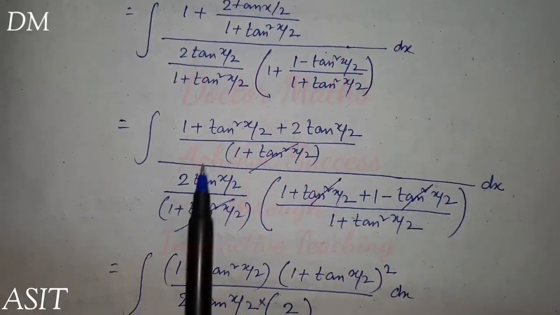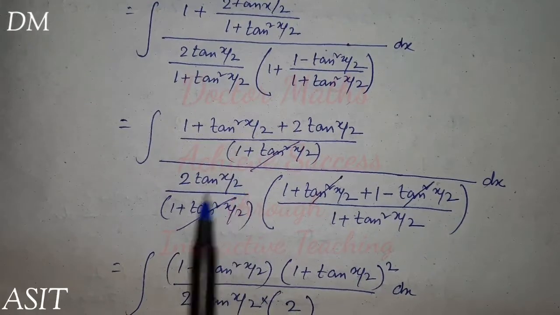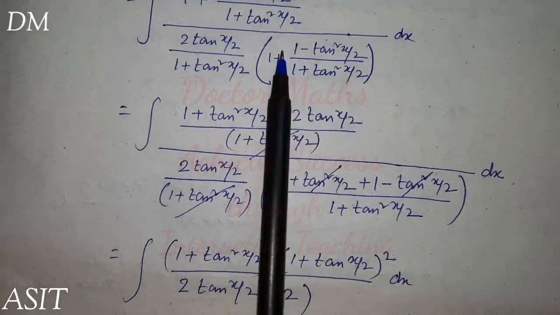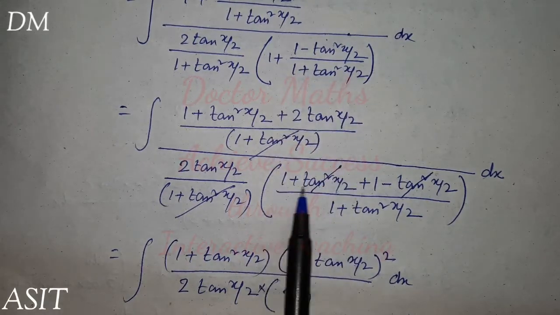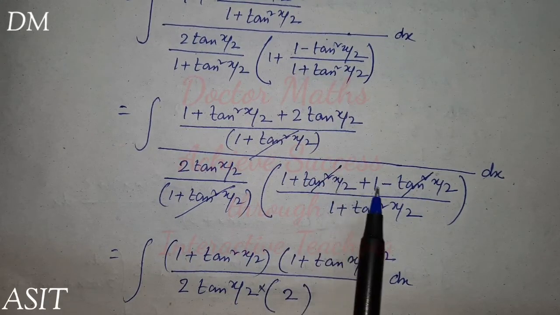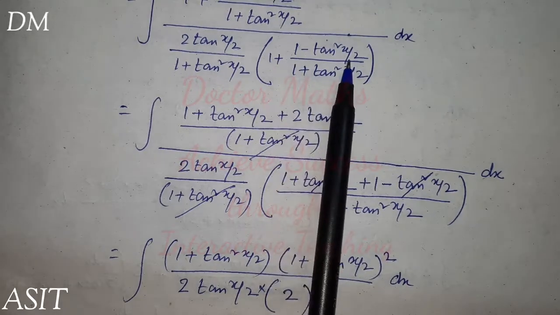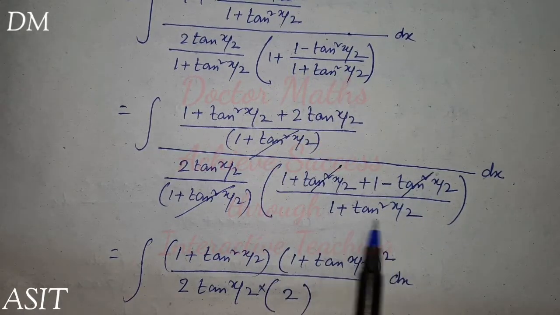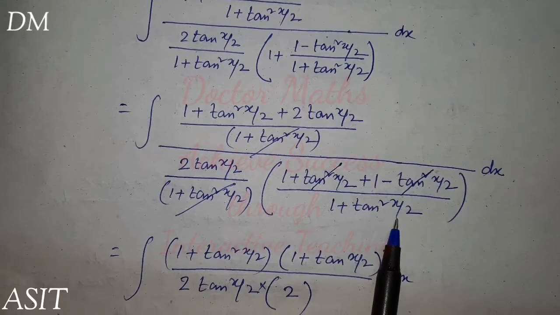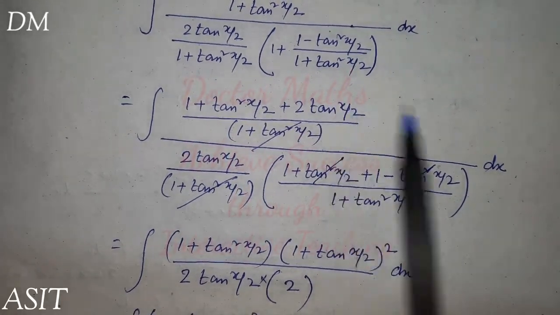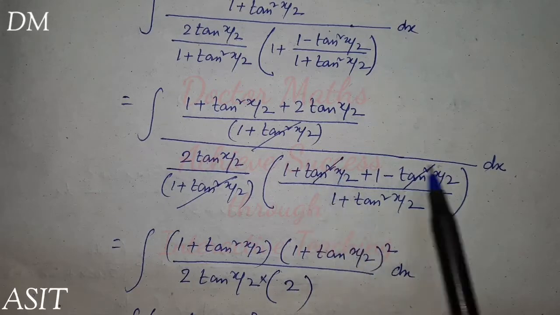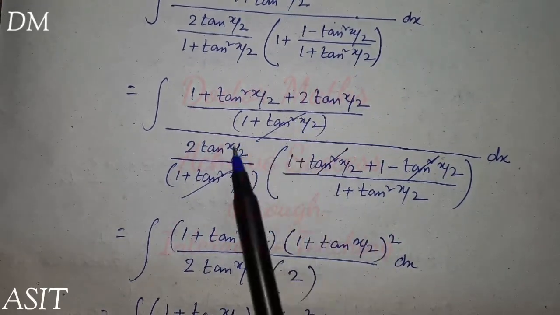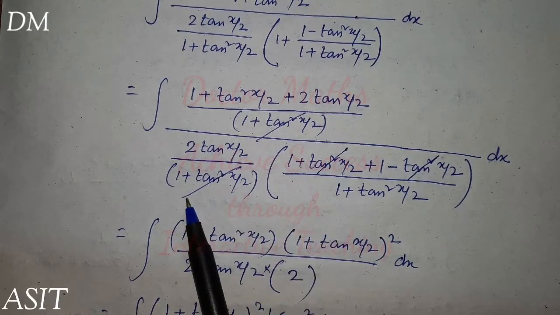And in the denominator we can see it will be 2 tan x by 2 by 1 plus tan square x by 2 into, now we can do the LCM here, so it will be 1 plus tan square x by 2 plus 1 minus tan square x by 2. If I do the LCM here, in the denominator it will be 1 plus tan square x by 2. But here we can see that tan square x by 2 is cancelled out here, and we can also see that 1 plus tan square x by 2 is also cancelled here.